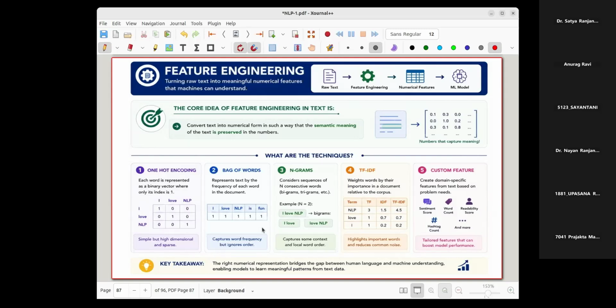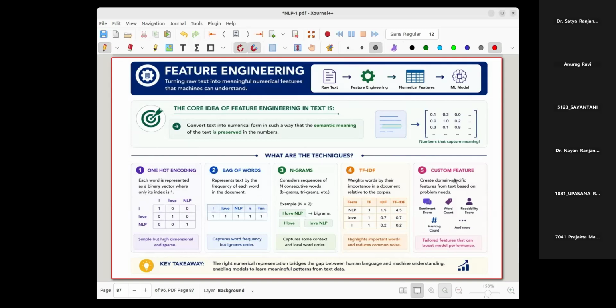There are many techniques available. Okay, but we'll start from the initial techniques, the old traditional techniques, and slowly we'll move to the more advanced techniques. So the techniques we are going to discuss in this basic part are one-hot encoding, bag of words, n-grams, TF-IDF, and some custom feature engineering.